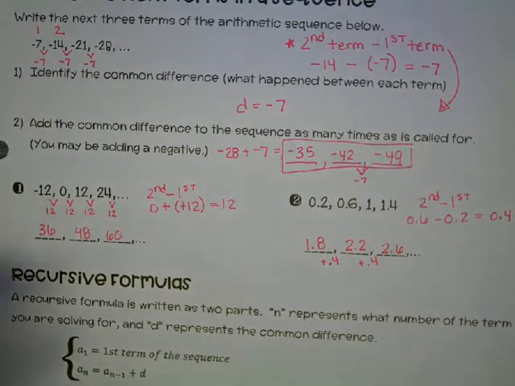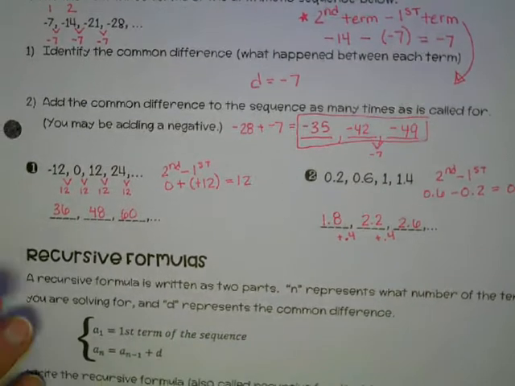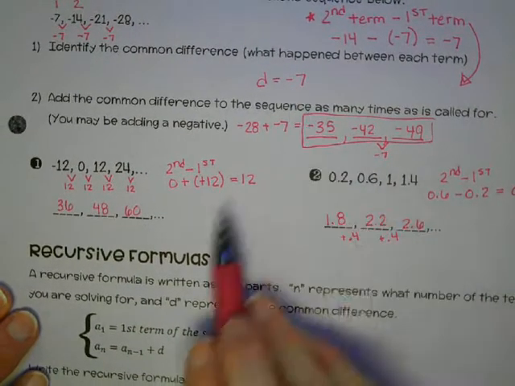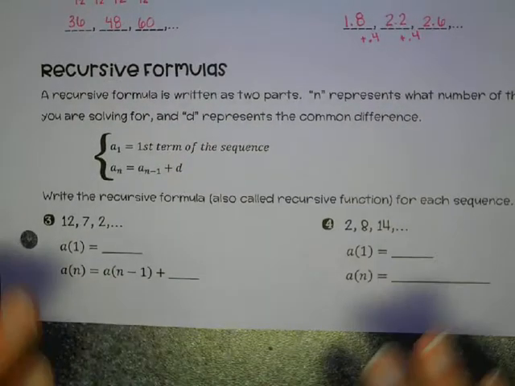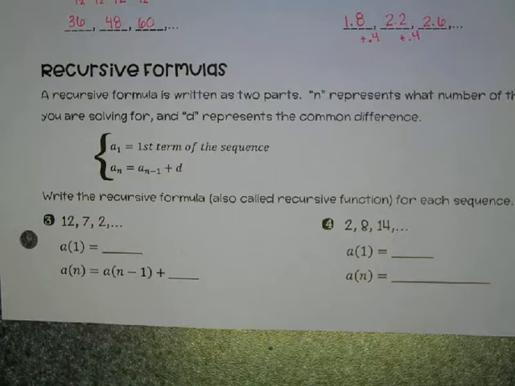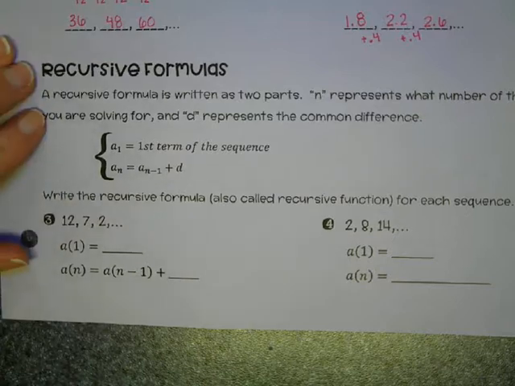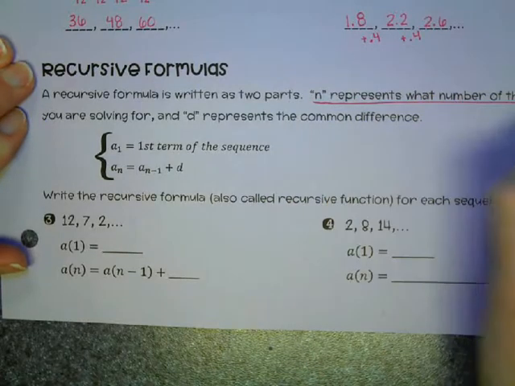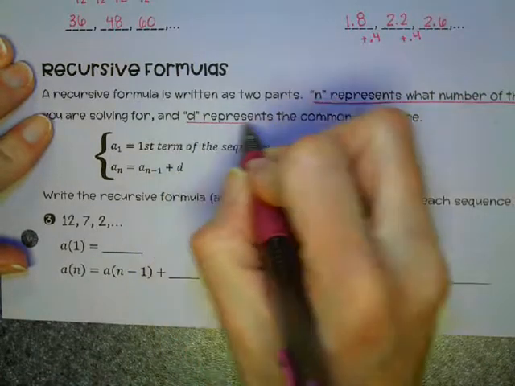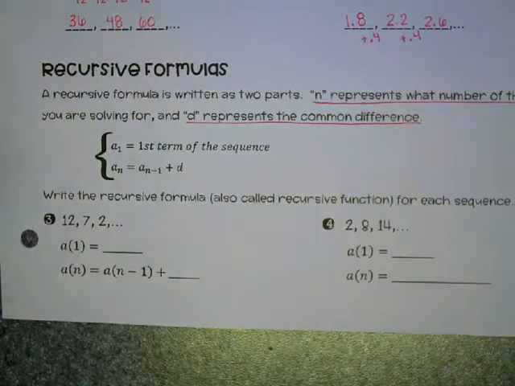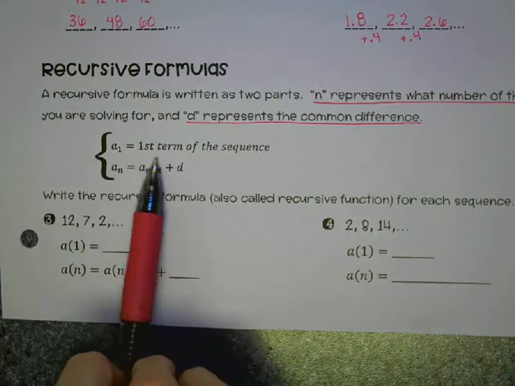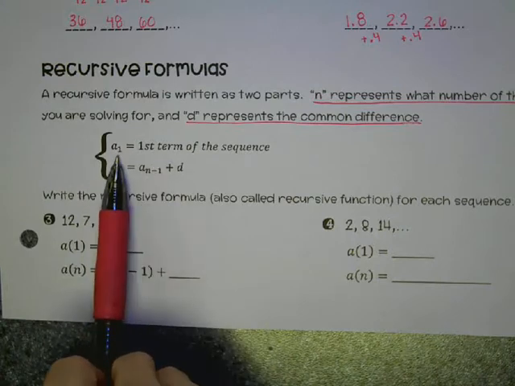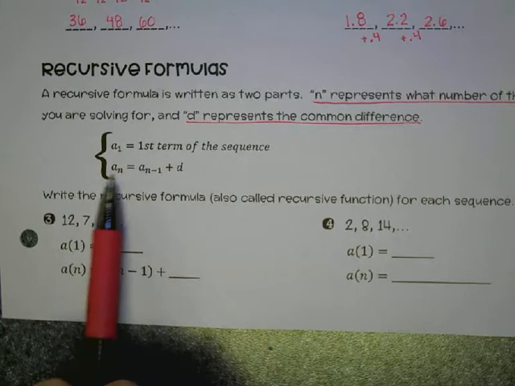These are all arithmetic, so they're always adding the same number, even if it happens to be adding a negative or adding a positive. Alright, now we have two different types of formulas here. We have one that's called the recursive and one that's called the explicit. The recursive formula is written in two parts. N represents the number of the term, and D represents the common difference, which we already talked about. Common difference is what's happening between the numbers. So it has two parts. You have to tell me what is the first term in the sequence. That's the little one. Little one means first term. And then this is like the formula.